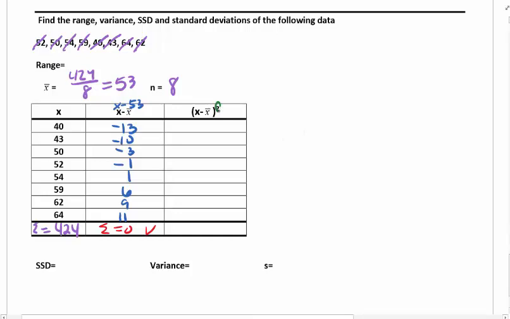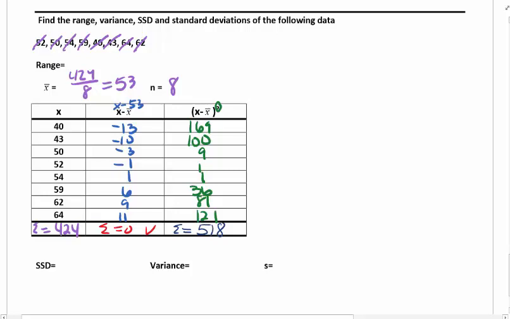We are now going to square our answers for the second column. Remember, that's going to give you a positive. So we have 169, 100, 9, 1, 1, 36, 81, 121. Again, if any of these steps are wrong, the whole problem is wrong, so I want to stress that you need to be extra careful. So we're going to sum this column, which gives me 518.